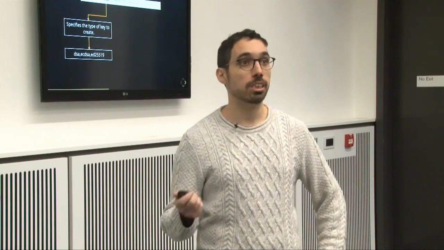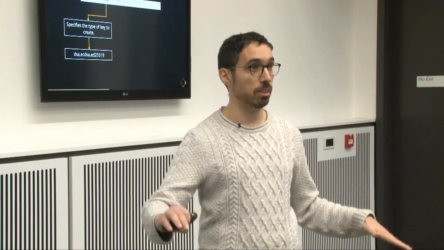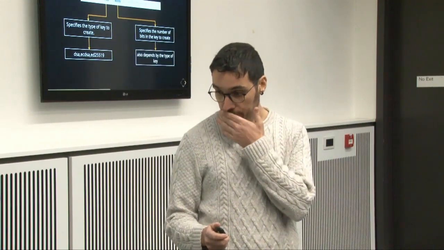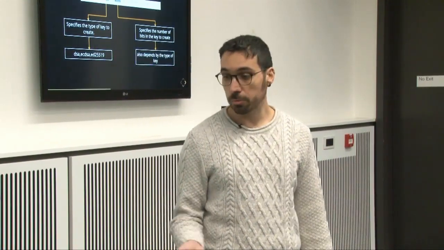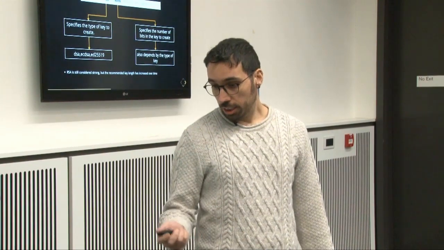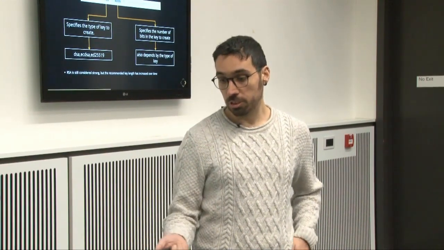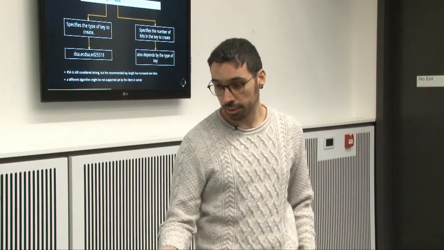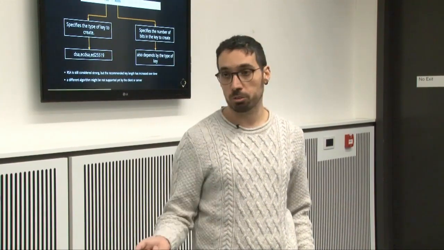The point is, before choosing a different one, make sure that both your client and your server support it. The second parameter is the size of the key we want to generate. This also depends on the type of asymmetric algorithm we want to use. RSA is still considered strong, it's still used nowadays. And as I said, a different one might not be supported by the server or the client.